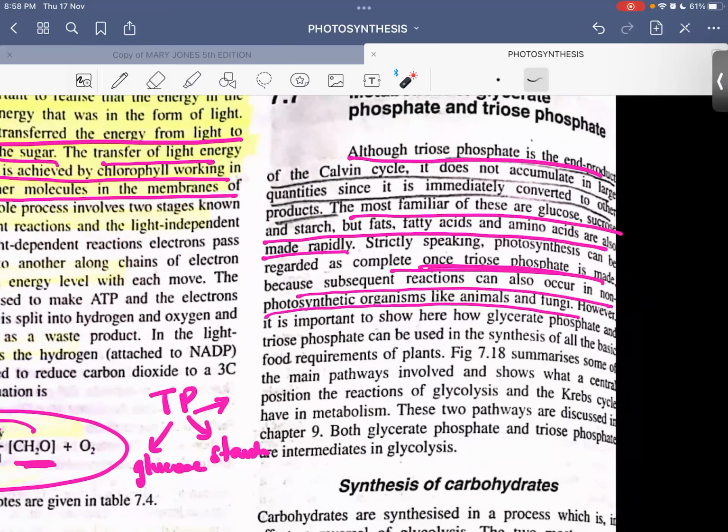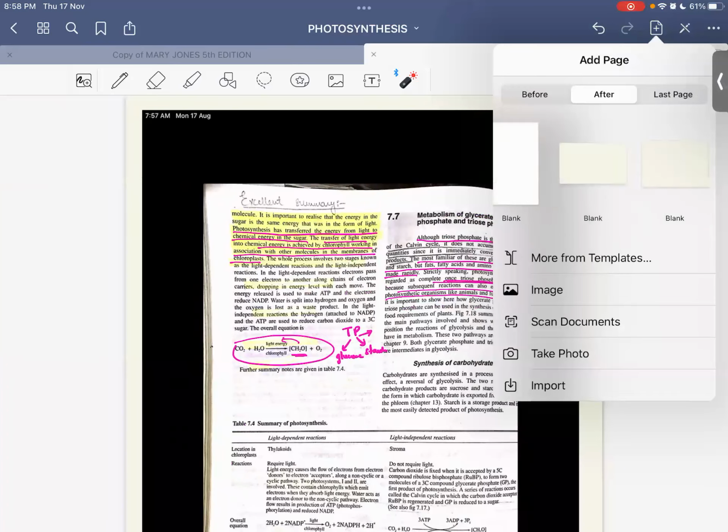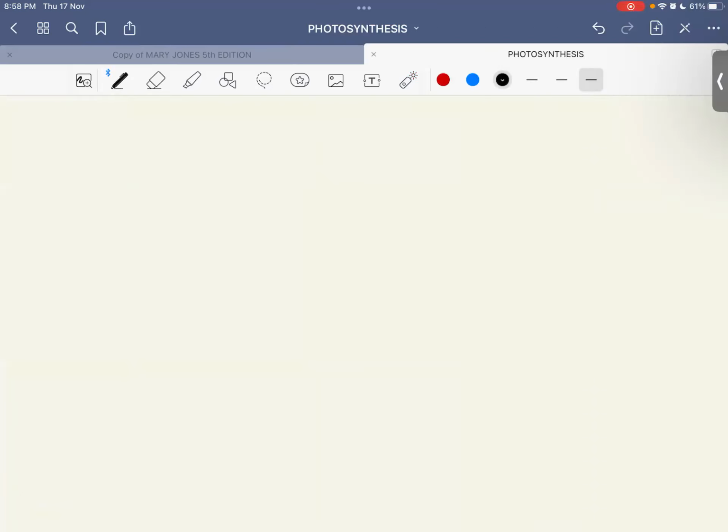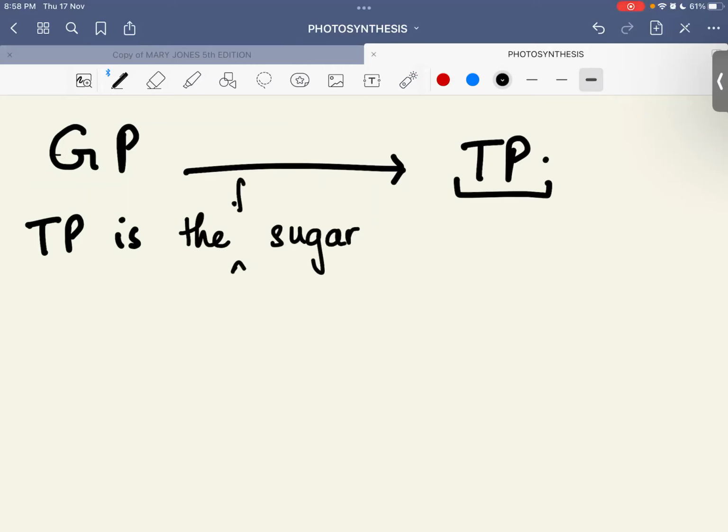Okay, stop. Essentially, we are saying that photosynthesis is complete once we have made our 3 carbon molecule, because then other independent reactions take place to form glucose, sucrose, starch and other things. So when we say photosynthesis is complete when it is C6H12O6, that's not true. It's complete when our TP is made. Exactly. In fact, triose phosphate is the first sugar made in photosynthesis.